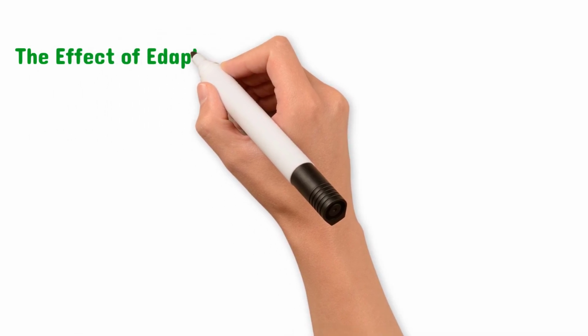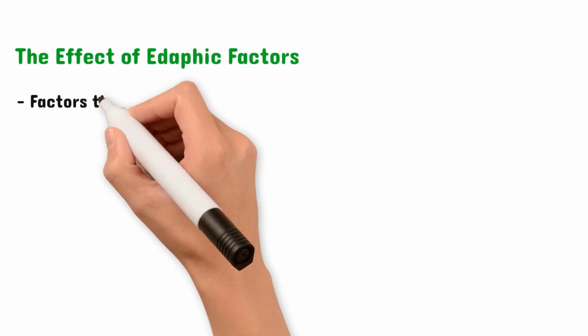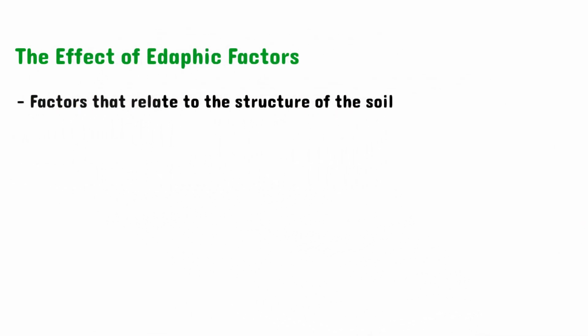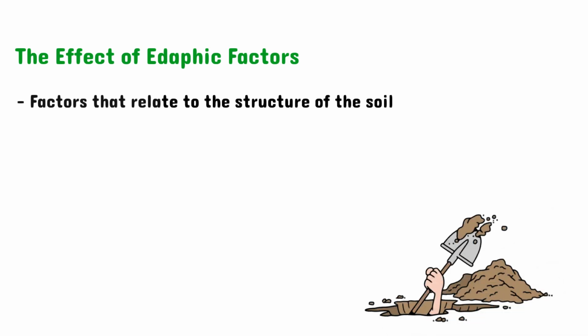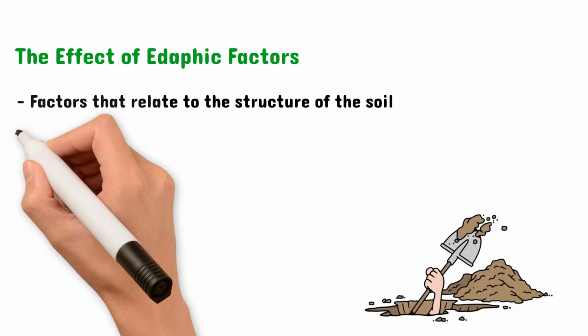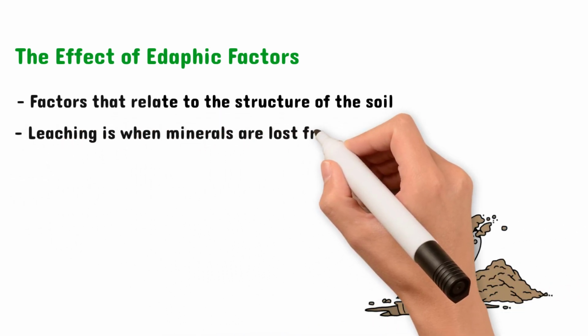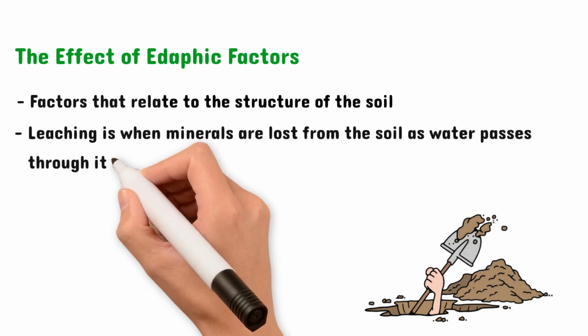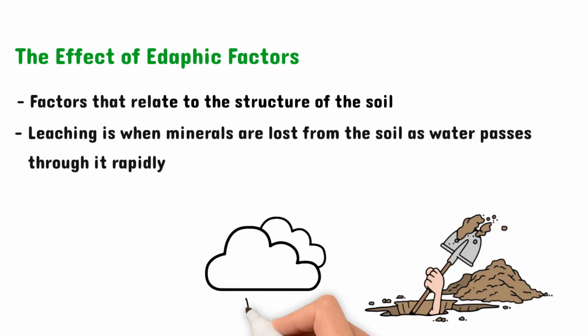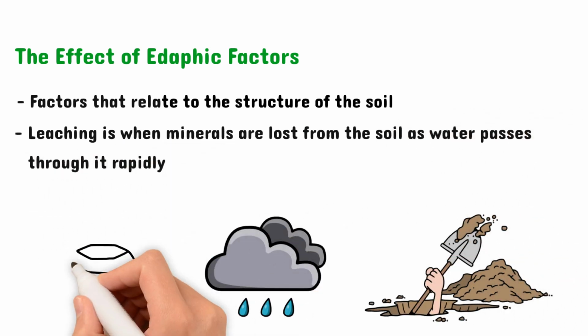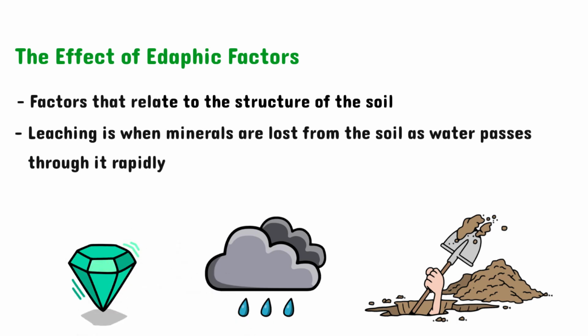Finally, let's look at the effect of edaphic factors. As we've seen before, these are factors that relate to the structure of the soil. A term you have to be familiar with is leaching, and this often occurs in a soil that has a high proportion of sand. This is when minerals are lost from the soil as water passes through it rapidly. So for example, in the case of a flood, the minerals are washed off. This is why we don't often see plants growing in sand.